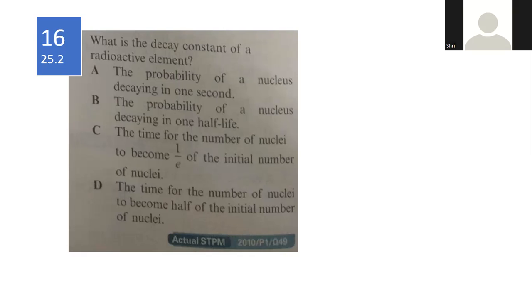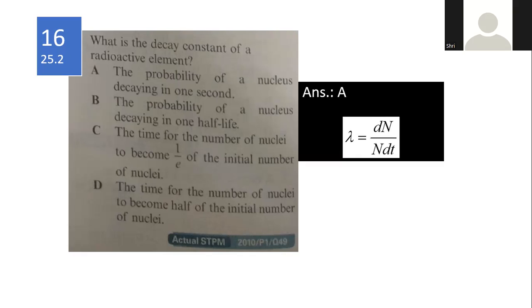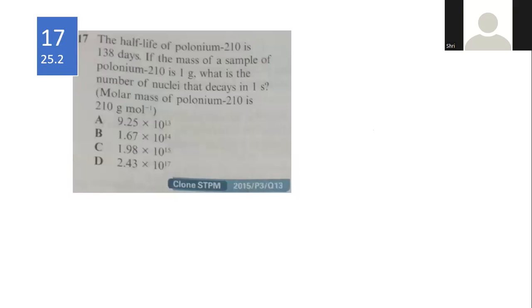A. What is the decay constant of a radioactive element? The probability of a nucleus decaying in 1 second. Okay, A, good. The half-life of polonium is 138 days. If the mass of a sample of polonium is 1 gram, what is the number of nuclei that decay in 1 second?